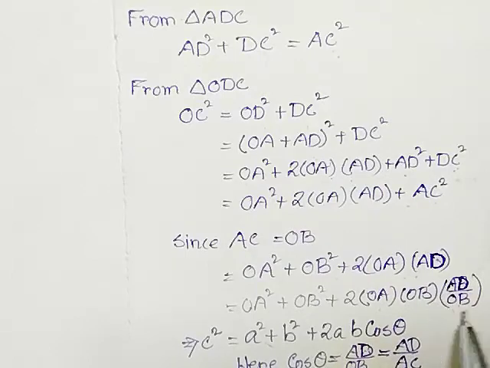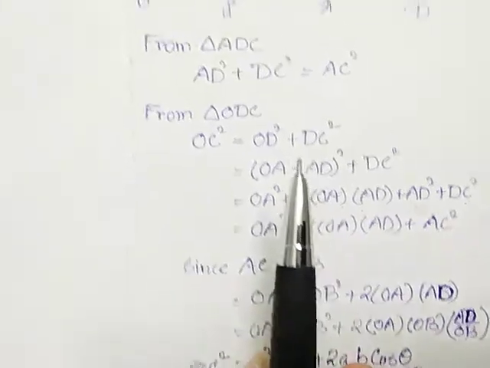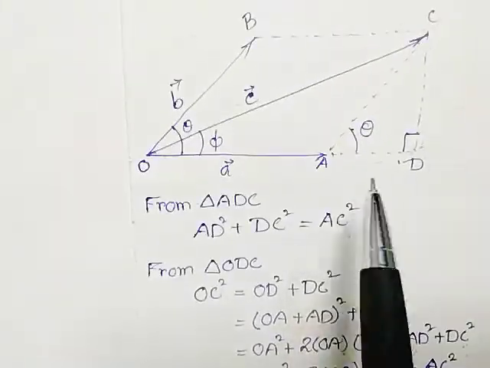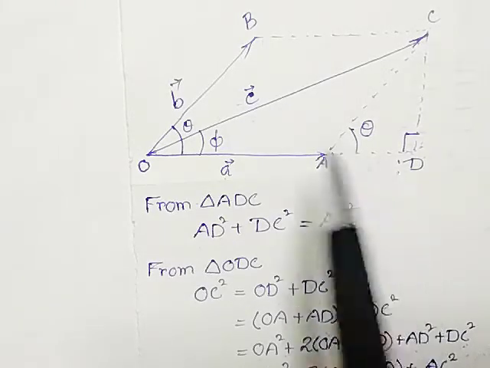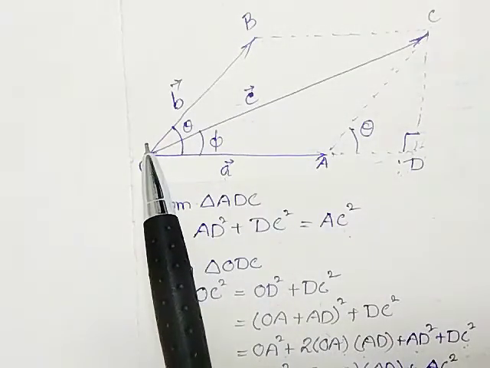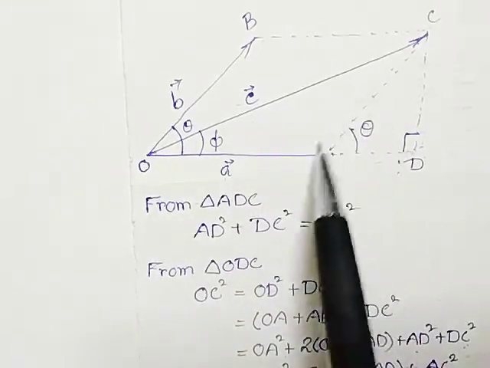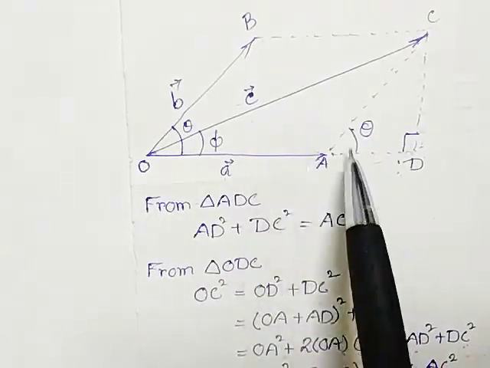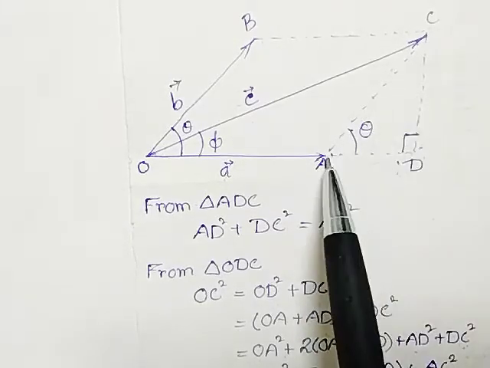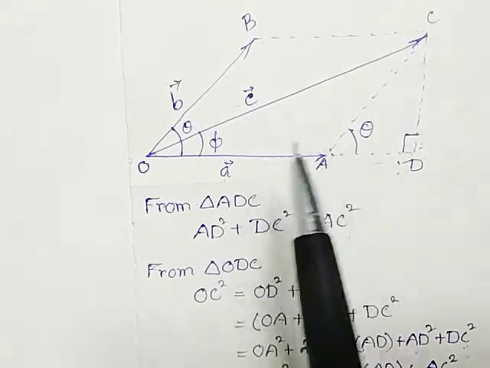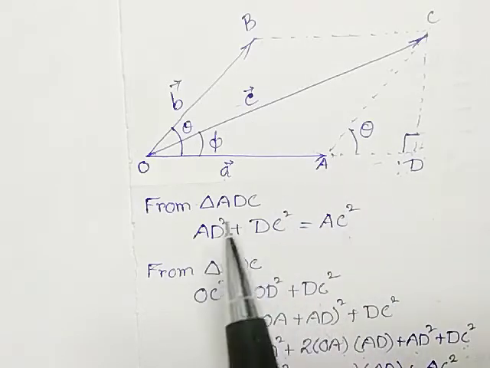But what does AD by OB represent? If I look at the diagram, AD is the base, and where is OB? OB is here. But OB and AC are equal. So if AD by AC is cos theta, where AD is the base and AC is the hypotenuse, then AD by OB is also cos theta.